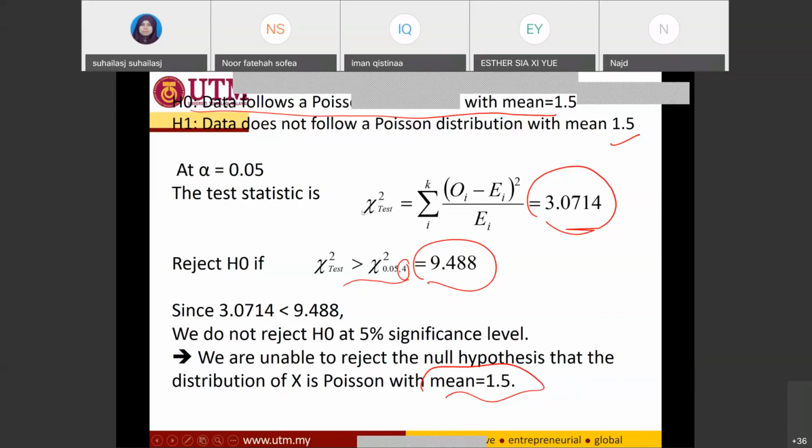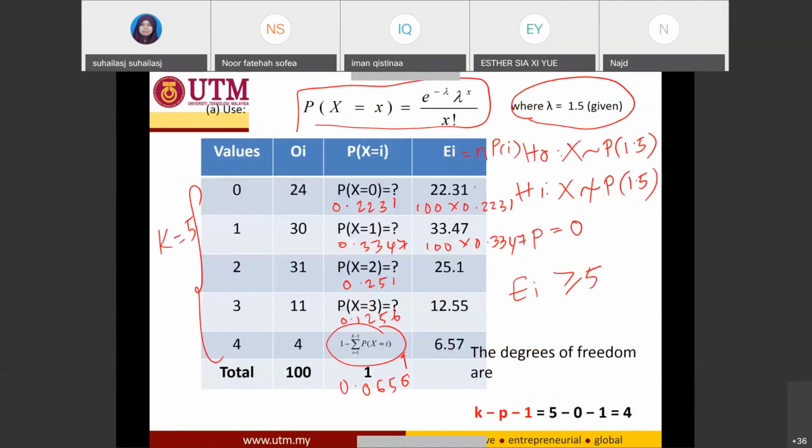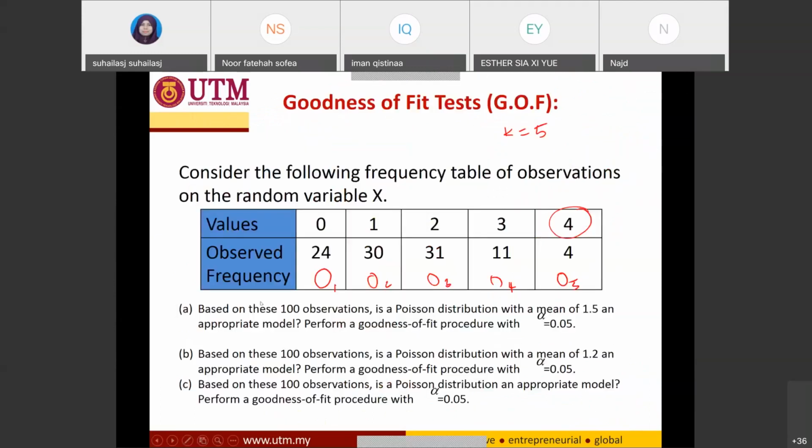Okay, that is part A, because there are a few parts. Part A, given 100 observations, you want to check whether Poisson with mean 1.5 is an appropriate model. So there is no parameter to be estimated. P is equal to 0 because your lambda is given.